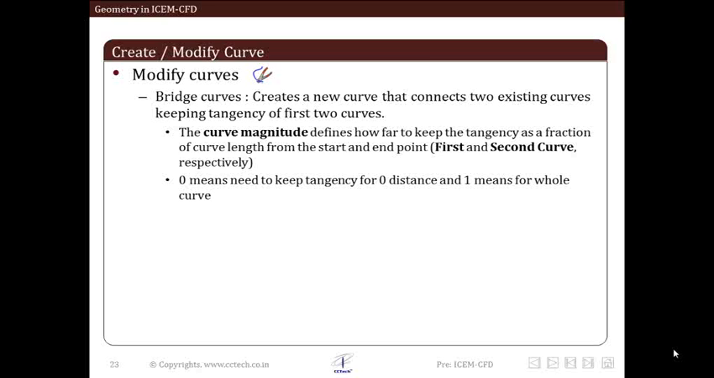Out of the selected curves, the first selection is assigned as the first curve and the other as the second curve. The curve magnitude implies how far to keep the tangency, as a fraction of curve length from the start and end point.